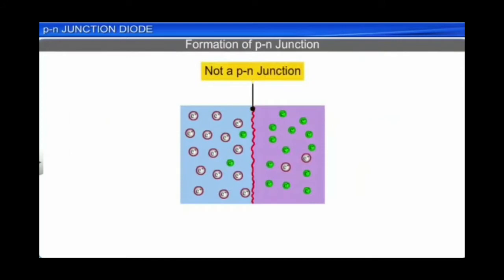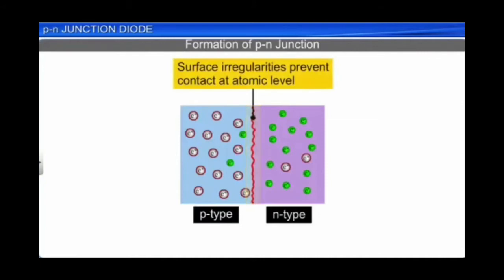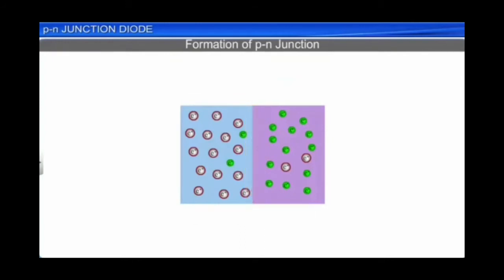We cannot form a PN junction by simply joining P and N type back to back. We will not get a PN junction. It should be formed metallurgically. That means in one crystal we have to dope with the pentavalent or trivalent impurity. If we try to make a PN junction by keeping P and N type semiconductors together, the surface irregularities prevent the contact at the atomic level. So we will not get an exact PN junction.